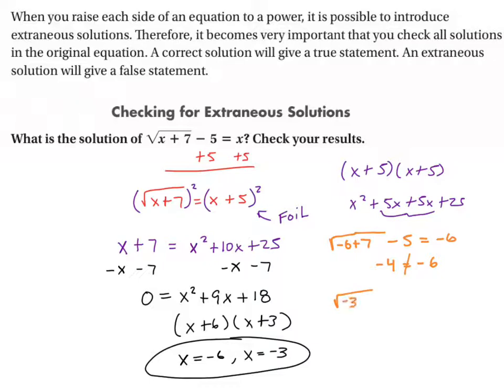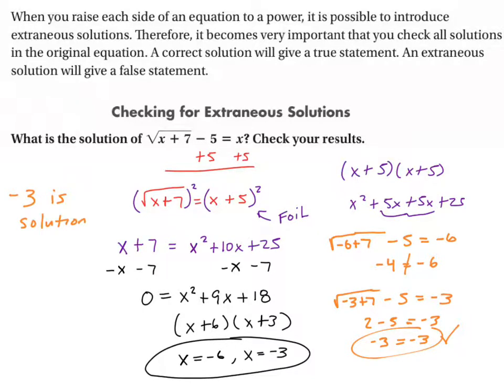So the square root of negative 3 plus 7, minus 5, equals negative 3. Negative 3 plus 7 is 4. Square root of 4 is 2. So you've got 2 minus 5 equals negative 3. So that's negative 3 equals negative 3. That's true, so that's a good solution. So in this case, negative 3 is a solution. Negative 6 is extraneous.